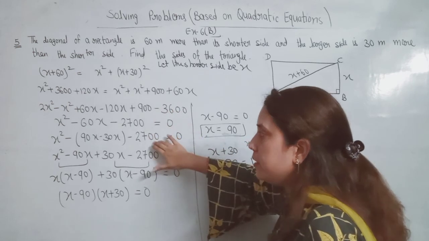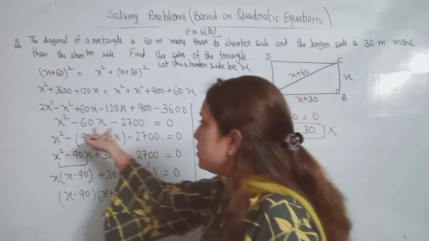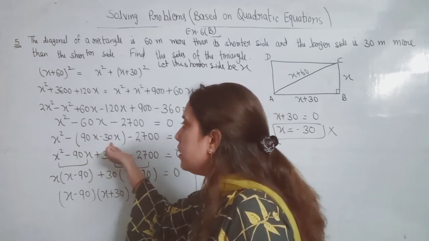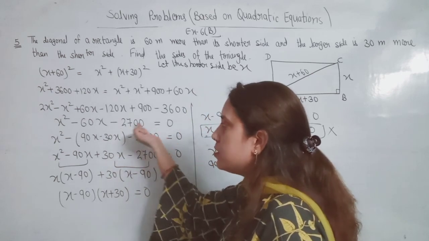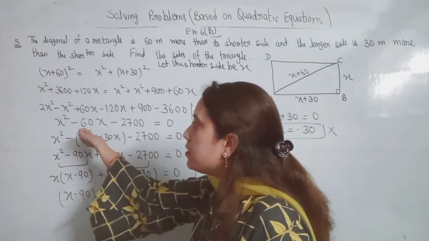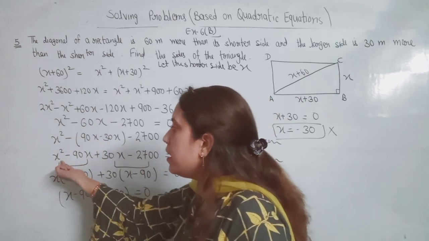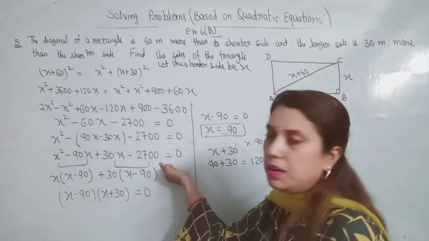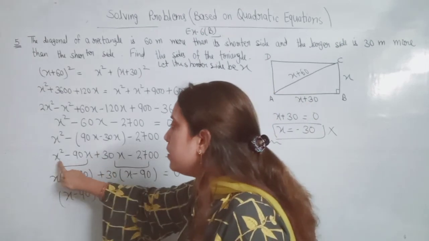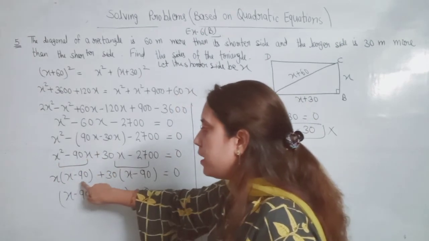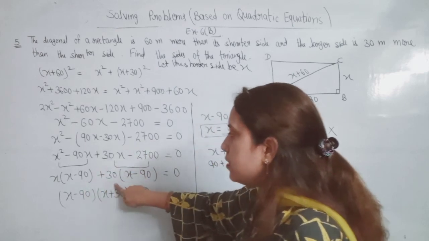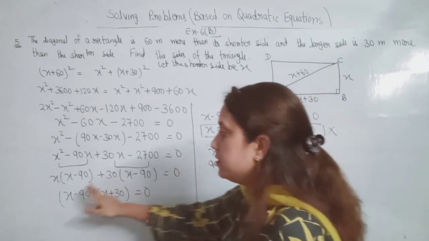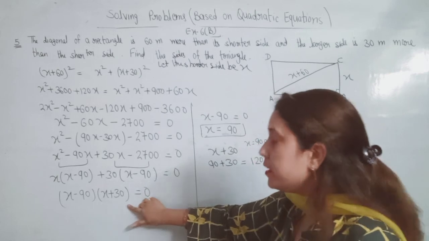After that we will use the middle term splitting method. So we will split 60x as 90x minus 30x. Okay, 90 into 30 is 2700, and 90 minus 30 is 60. After that we will open the bracket: x square minus 90x plus 30x minus 2700. Now make the pairs and take the common. In the first group, x is common, x minus 90 left in bracket, plus 30 common, x minus 90 left in bracket. Now the two factors are x minus 90 and x plus 30.